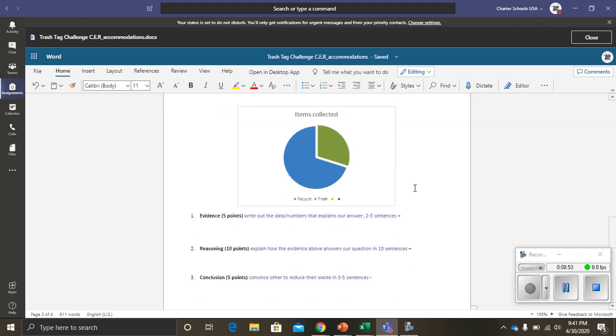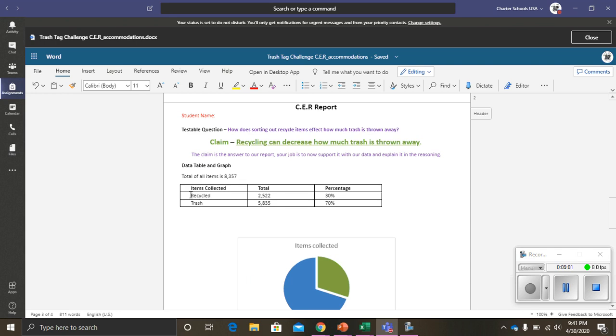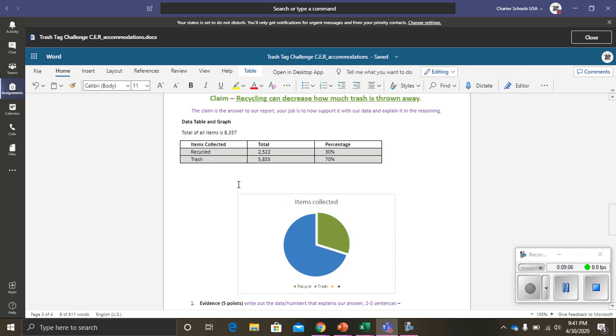That's what you're saying. In your reasoning, explain how the evidence above answers your question. I explained this. This is where you say in reasoning, hey, this is all waste.